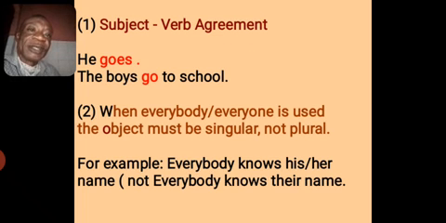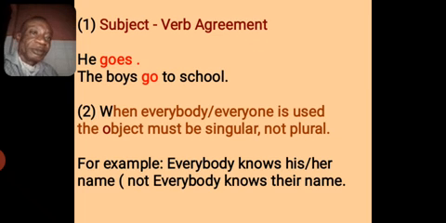The second example: the boys go to school. The boys, that's a plural subject. The verb has to be plural also. So there's an agreement between the subject and the verb.